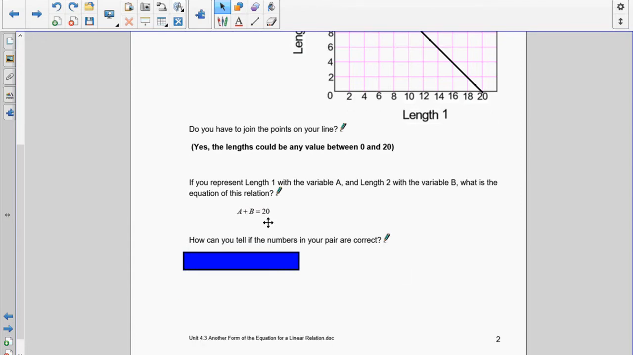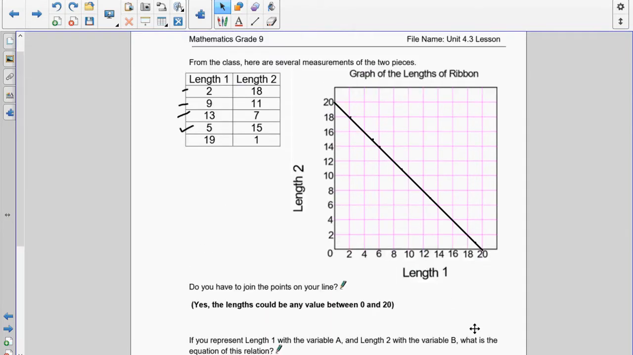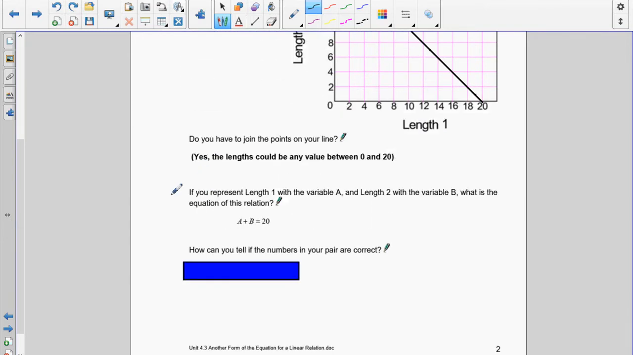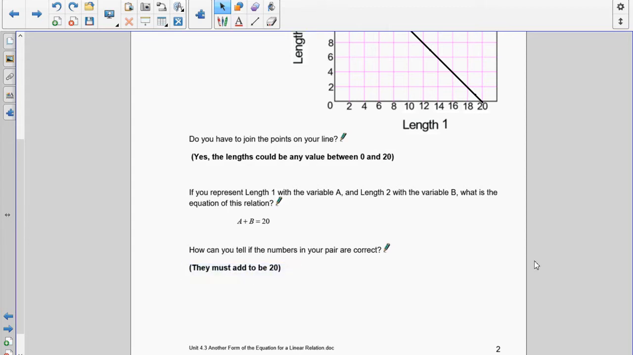If A and B don't equal 20, then the coordinate pair won't land on this line. So if you were plotting something and you got a point over here, automatically I know that this point is improperly plotted because it should be over where this one is. Everything has to land on this line. So how can I tell that? Well, I always just check to see if they add to 20. If they do, then I know you've done it correctly.